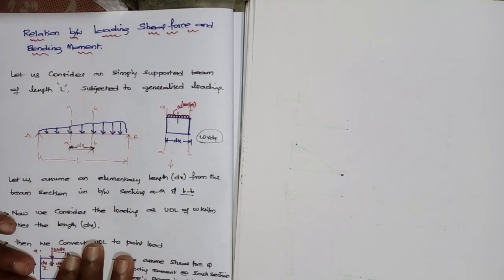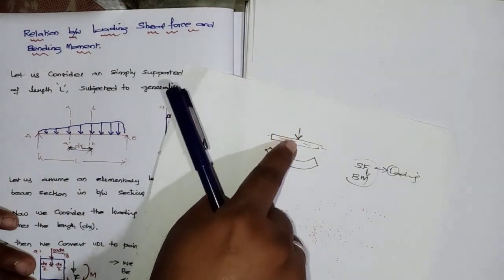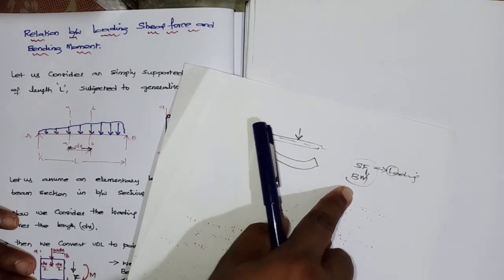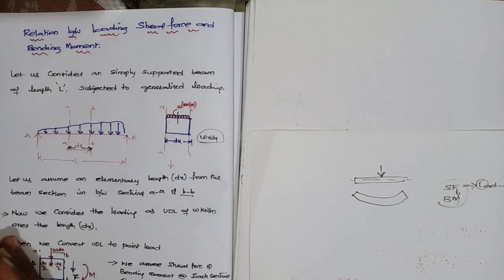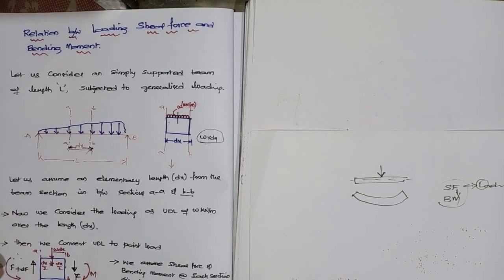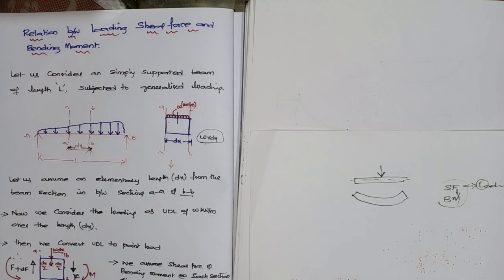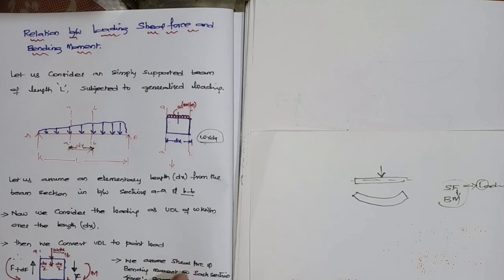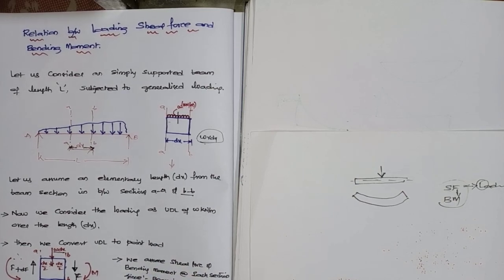Now, as I said, because of this loading the element will be subjected to shear force and bending moment. Coming from this side to this side, I am assuming a downward shear force of F and a bending moment M. After traveling this distance dx, the shear force will be F plus dF and the bending moment will be M plus dM. So we assume shear force and bending moment at each section.